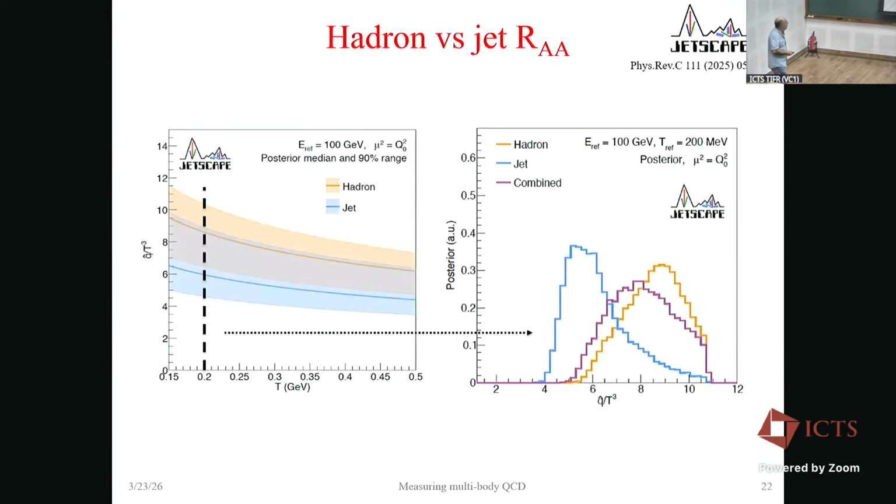Okay. So now let's just take a slice here at 200 MeV temperature and just project it onto this axis. And this is now the projected distribution of the posterior, the projection of the posterior distribution in this slice at 200 MeV. If we take the combined solution of all jet and hadron data together, we get the purple curve. If we only consider hadrons, we get the orange curve. If we only consider jets, we get the blue curve. And this now looks fairly incompatible.